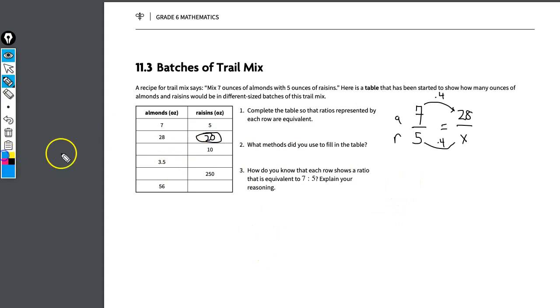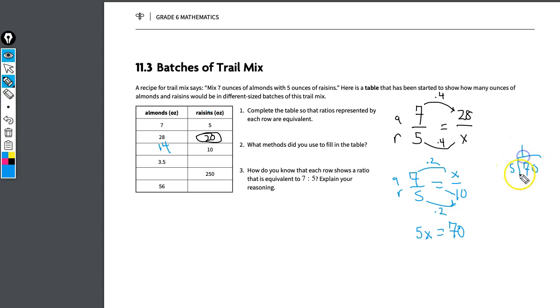Let's do the next one. Down here, still same ratio. Nothing's changed. The only difference is the value I have is in raisins. So that 10 goes down here. So 5 times 2 is 10, and 7 times 2 is 14. So 14 goes right there. If you want to do cross multiplication, you could do 5x equals 70, and doing that division, 5 goes into 70 14 times. So that's where that number comes in.